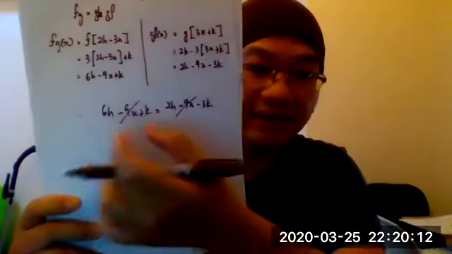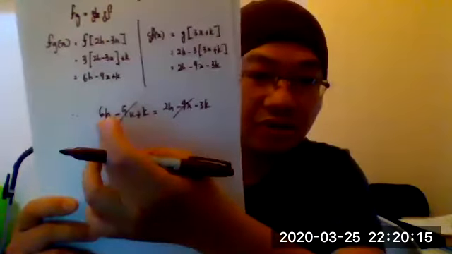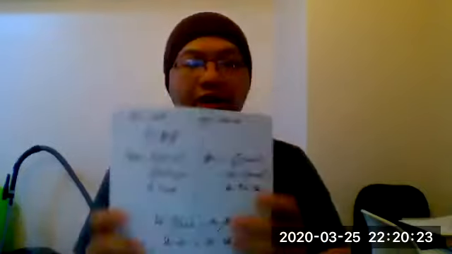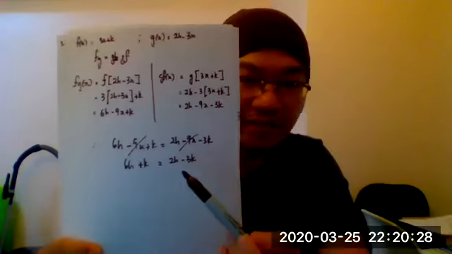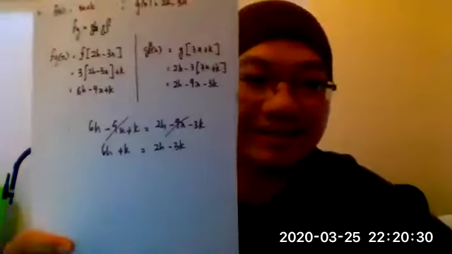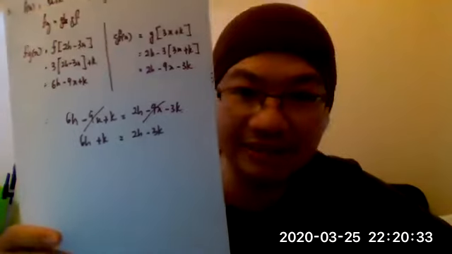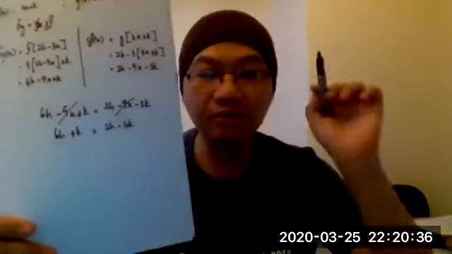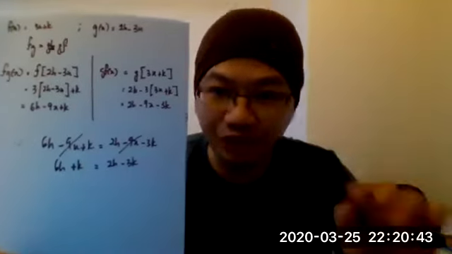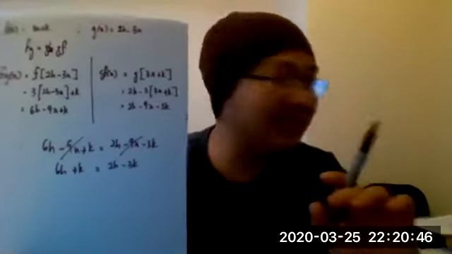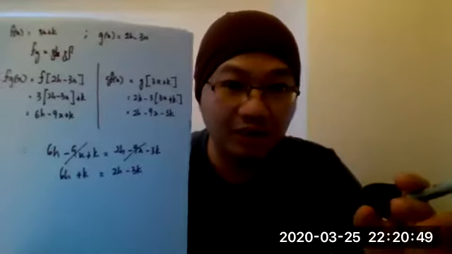So what's left on the left? What's left on the right? On the left side, it becomes 6H plus K equals to 2H minus 3K. Ada masalah? Tak ada. Okay, now how to find relationship? When we talk about relationship, we are talking about ratio. Normally, we are talking about ratio or something similar to the ratio.